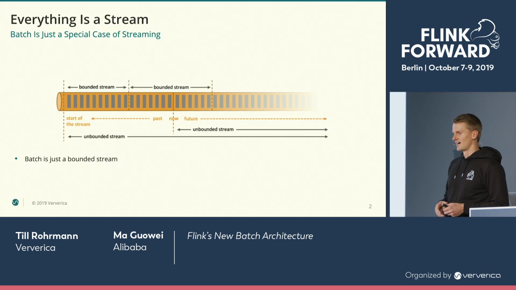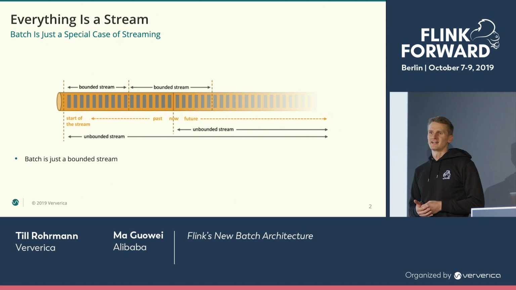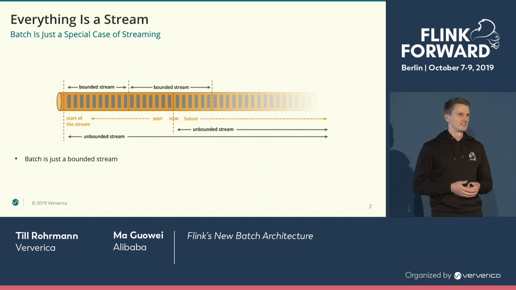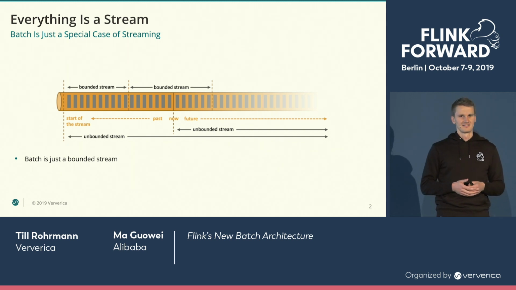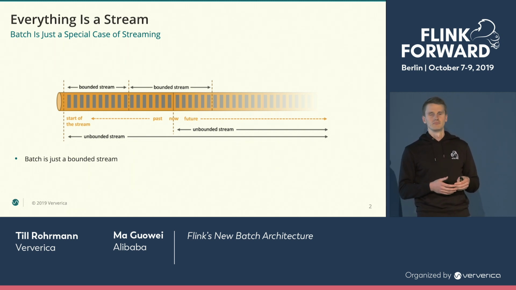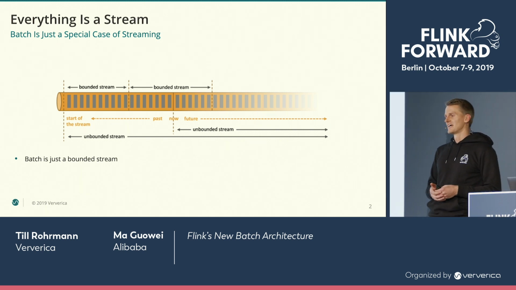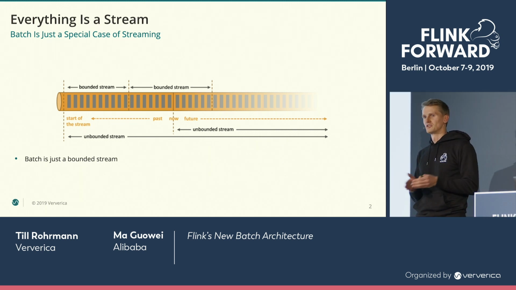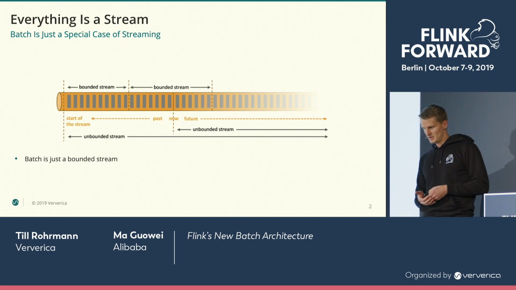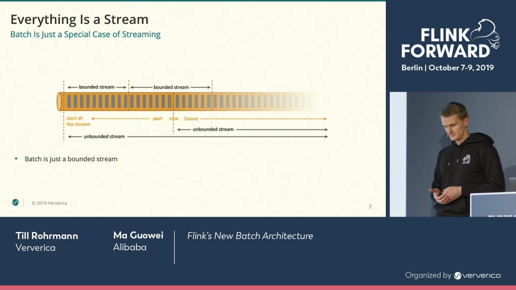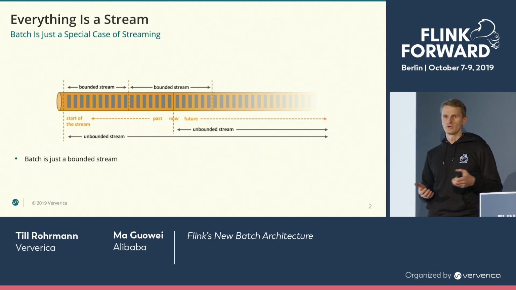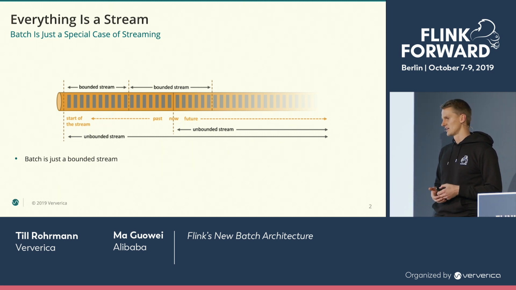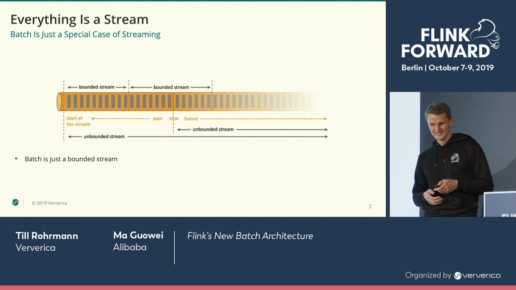To begin with, I want to quickly remind you that batch processing can be seen as a special case of stream processing. The only difference is that instead of processing an unbounded, potentially infinite stream, it's a bounded stream. So at some point you've read the file, for example. That's also the motivation why the Flink project tries to unify batch and stream processing under one roof, having one single API and one runtime to do both.